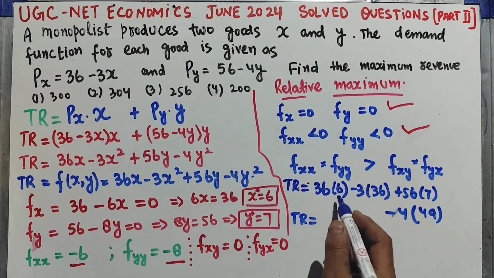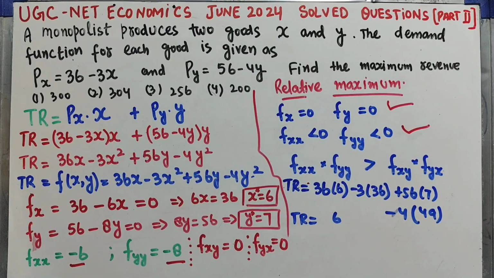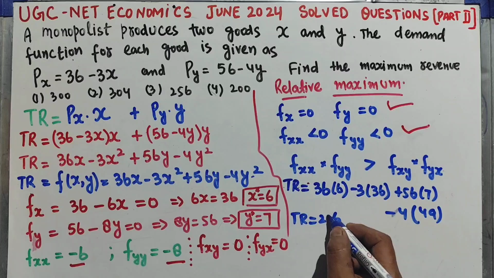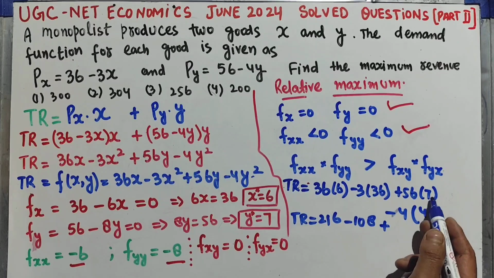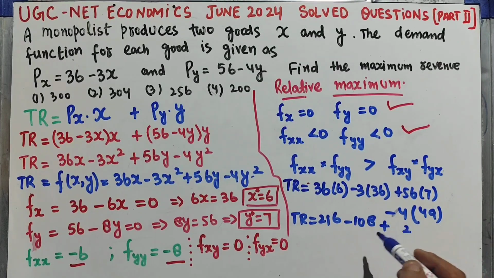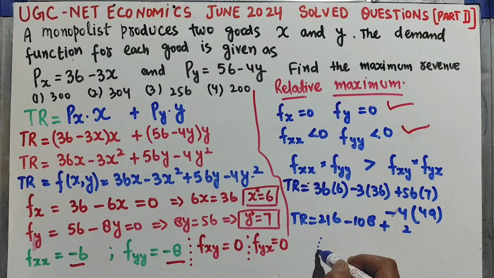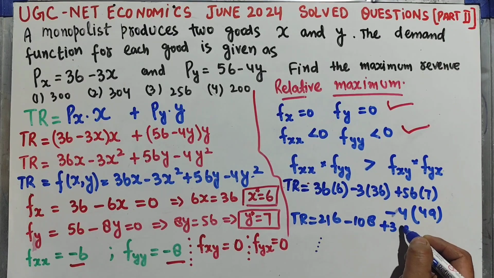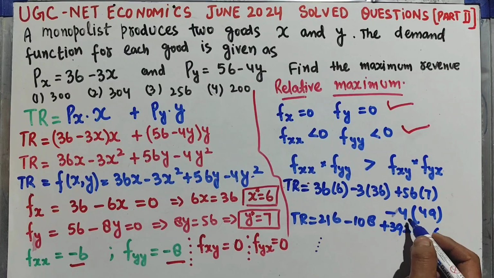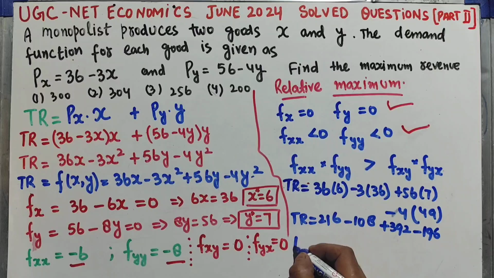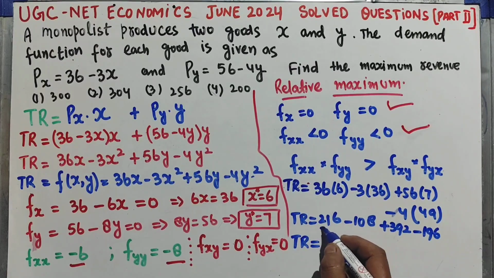So total revenue will be equal to 6 times 6 is 36, 6 times 36 is 216, minus 3 times 36, that is 3 times 6 is 18, 3 times 3 is 9, plus we have 7 times 56, which is 392, minus 4 times 49, which is 196. Let us find out the total revenue now. This is the positive term and this is the positive term, let's add them.